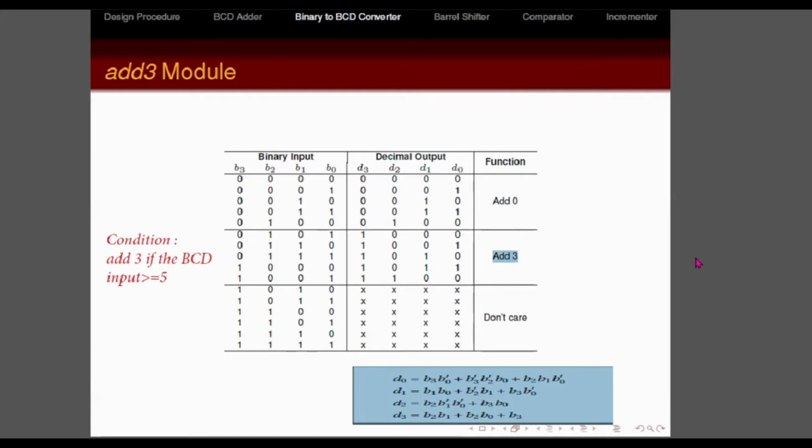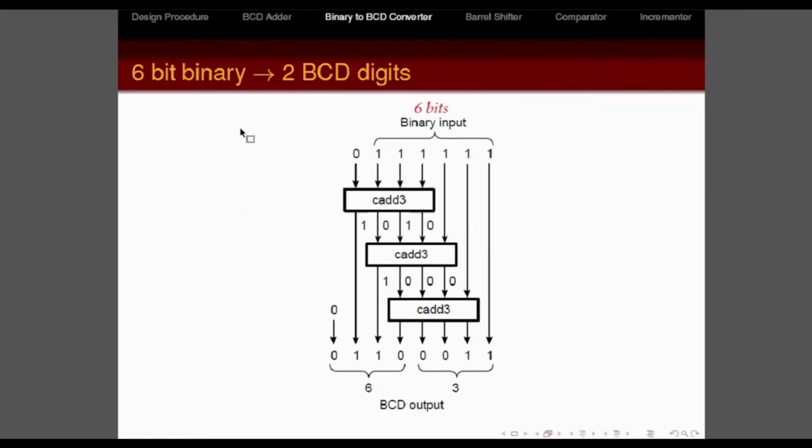But actually, this is from the K-map. Normal procedure: you do a K-map for D3, for D2, for D1, and for D0, and you come up with this equation. Once you come up with this equation, then you can draw the circuit. This is, for example, 6-bit binary to BCD. And don't ask me how. So this is actually based on the design.